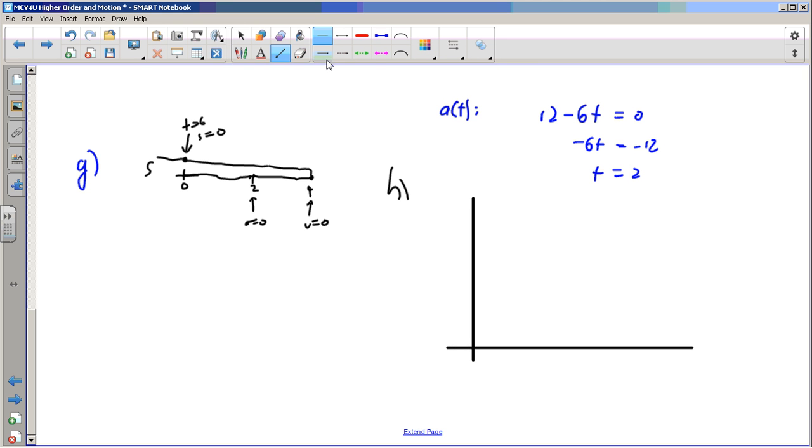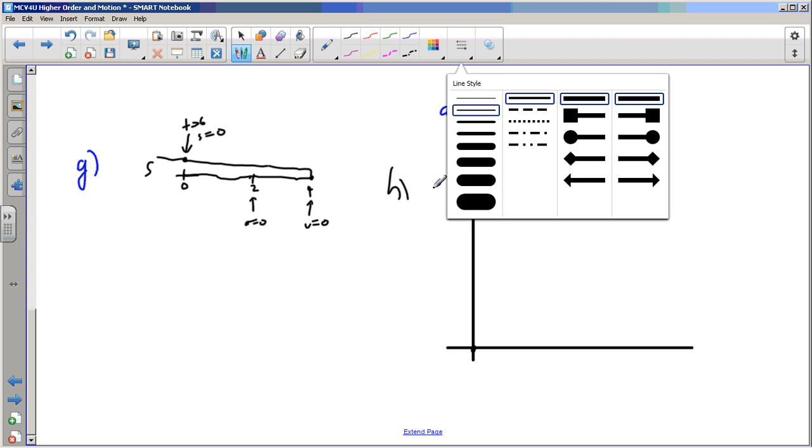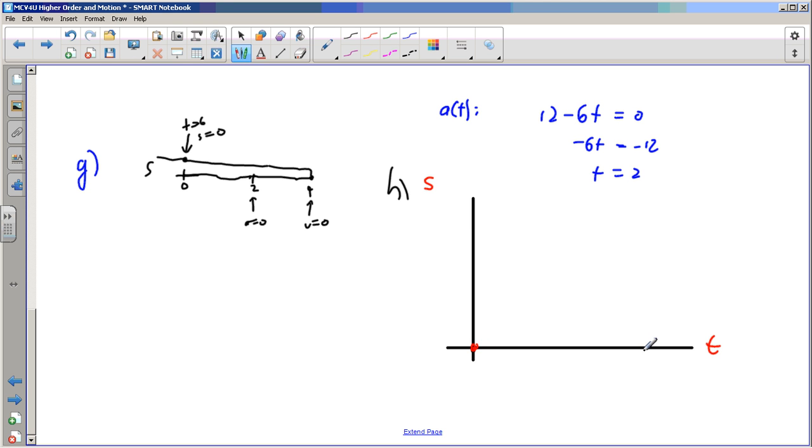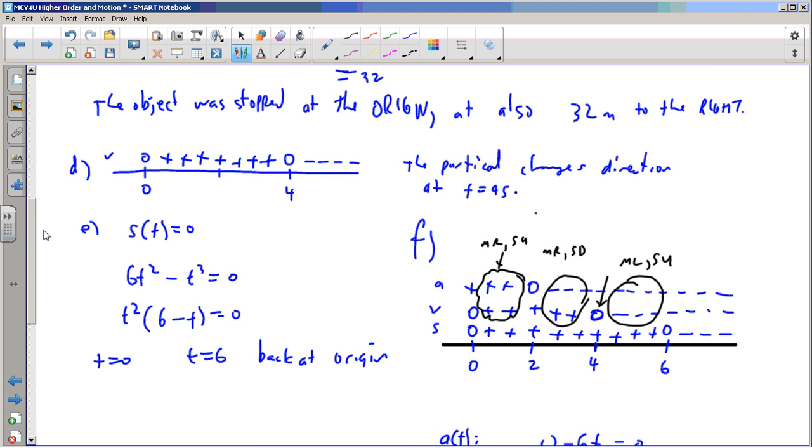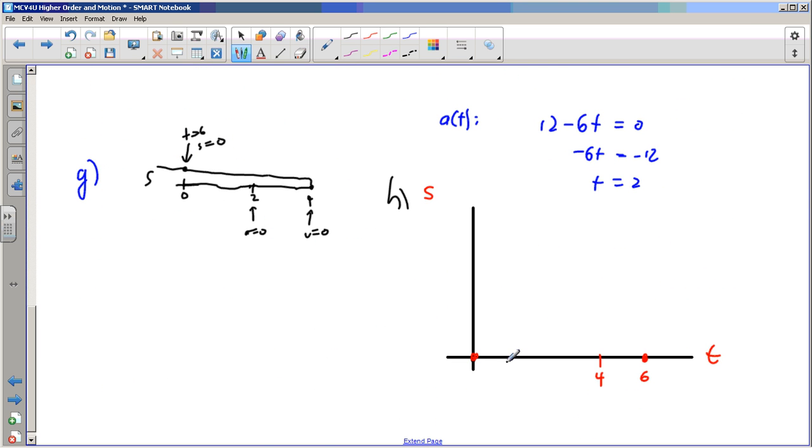For the position function, I'm going to use a different color. 0 there, and this is position, not velocity. And then it was back to 0 there after 6 seconds. And then it reached its maximum at 4 seconds. Because it was moving right and accelerating, it sort of goes like this, and after 2 seconds, it starts slowing down, and then gets to its maximum, velocity 0, and then quickly moves down, velocity is negative, decreasing, and then goes through the origin.